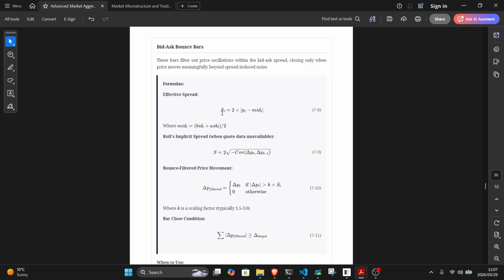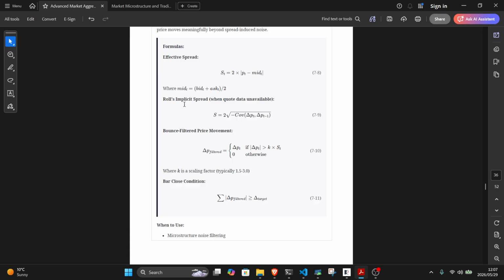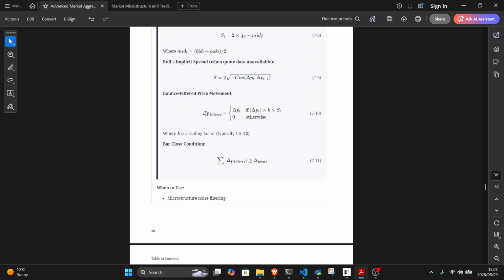Effective spread S sub t equals 2 times the absolute value of P sub t minus mid sub t, where mid sub t equals bid sub t plus ask sub t over 2. We're going to skip this. We already have the L2 data.